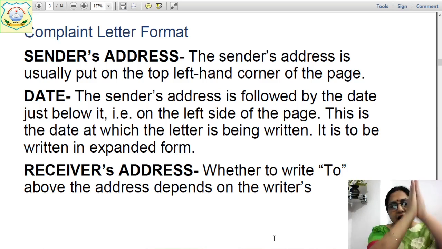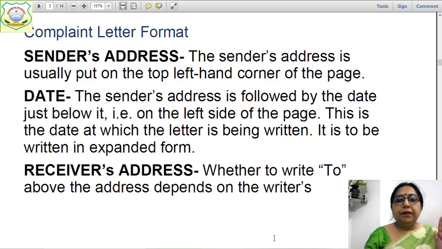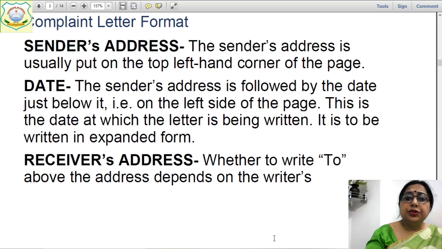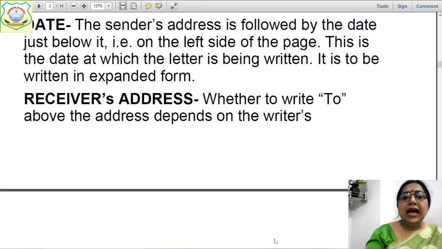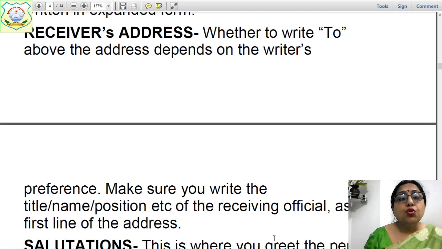You have to maintain a line at the left corner of the page. This is the date at which the letter is being written. If the letter is written today, I'll put today's date. If it's tomorrow, then tomorrow's date. It is to be written in expanded form. You understand expanded form? I think you understood it. Then leave one line. Then the receiver's address. Whether to write "To" above the address, please do not write it.